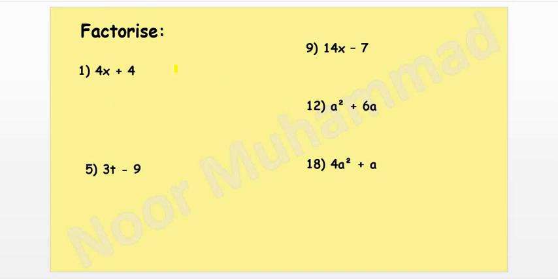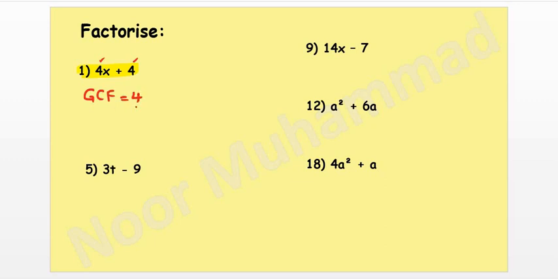Some of them I will solve and the rest I want you to solve on your own. Clear? So let me solve number 1 for you. First of all I have to think what is the GCF. So 4 and 4 can be divided by 4. It means 4 is a number that can divide both of them. So the GCF will become 4.